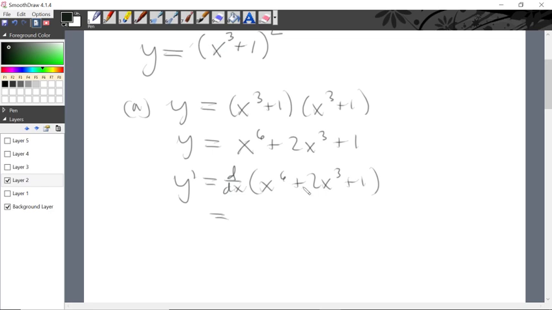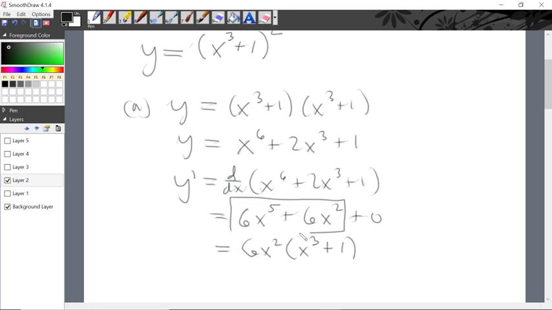And so we can distribute the differential operator, and then we can use the general power rule. Term by term, 6x to the 5th, the general power rule, plus 6x squared, and then plus 0, because the derivative of a constant is equal to 0. So there's an answer. Another way we could write it is 6x squared times x cubed plus 1. So we have y prime is equal to this, or y prime is equal to that.